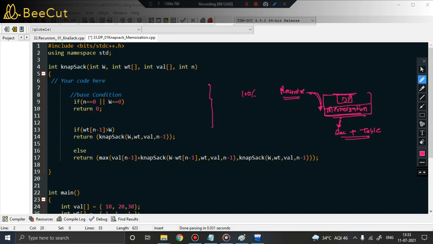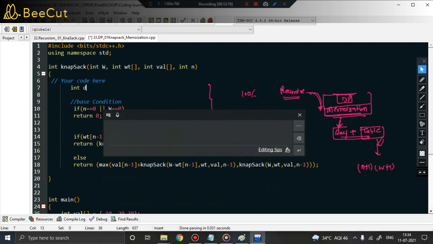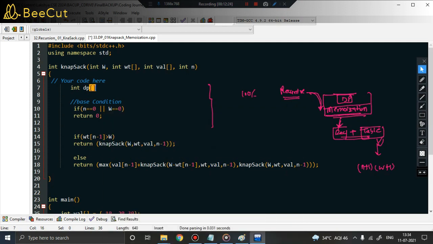What does memoization do? It has a recursive code and it uses a table. Now what will be the dimension of the table? As I said, n plus 1 and capacity plus 1. So I'll be declaring an integer table, suppose dp, and the dimension will be n plus 1 and, sorry, not m, w plus 1, right? Because w is the capacity of the knapsack. I hope you understood what I am going to do here. Remember, I just showed you the table. I'll be creating a table of size n plus 1 by w plus 1.